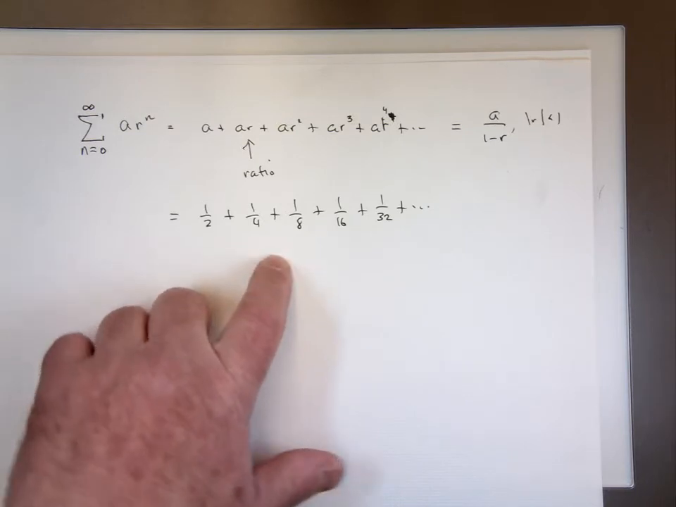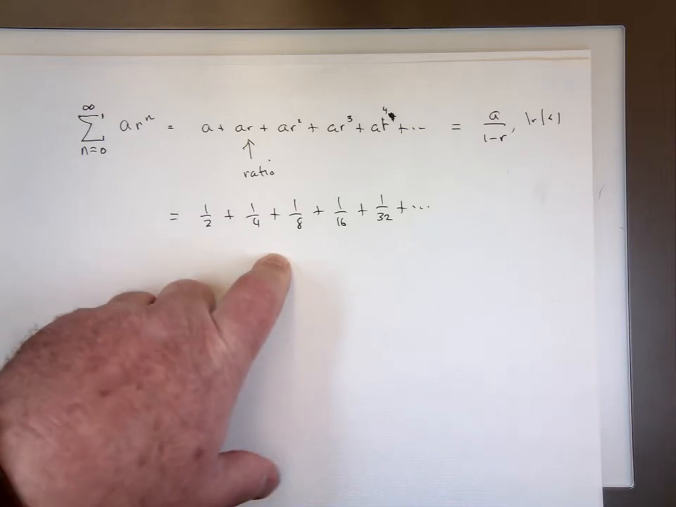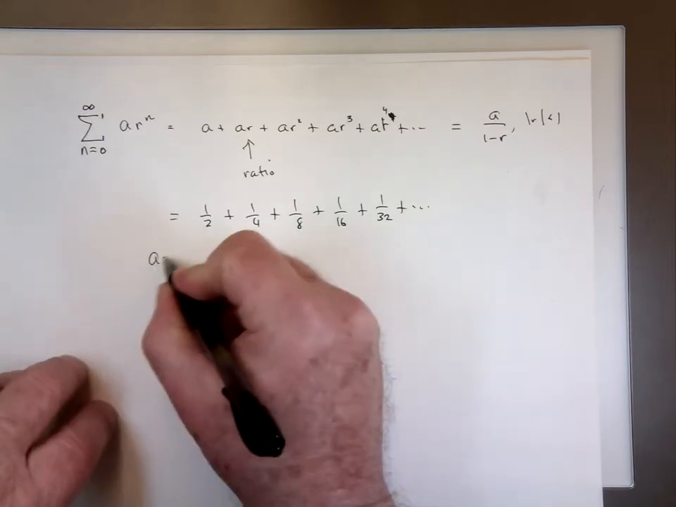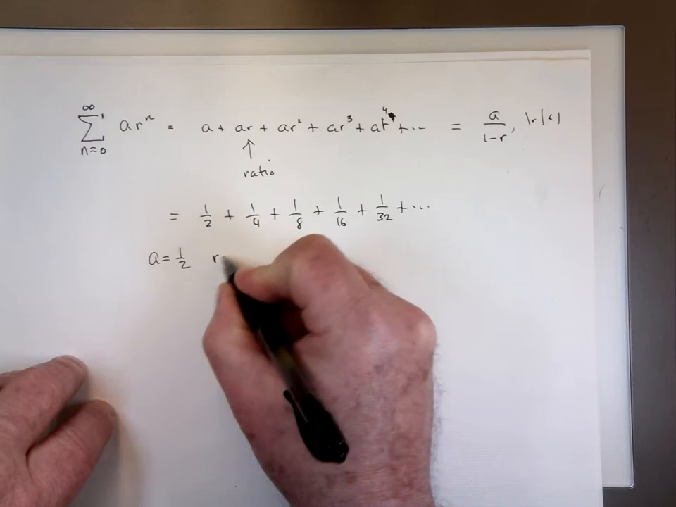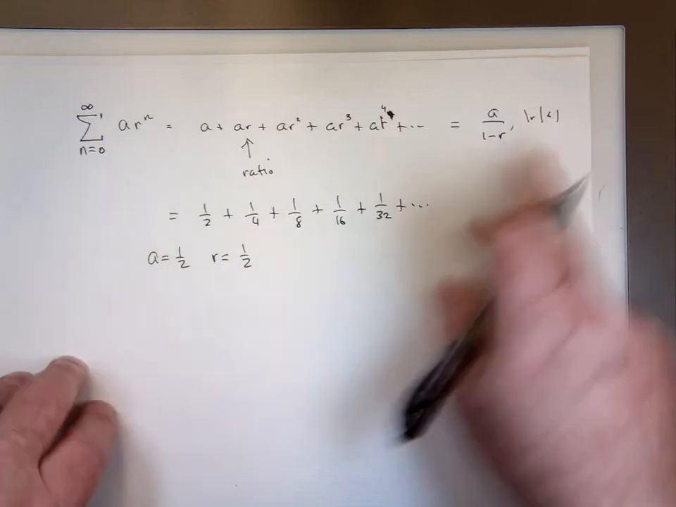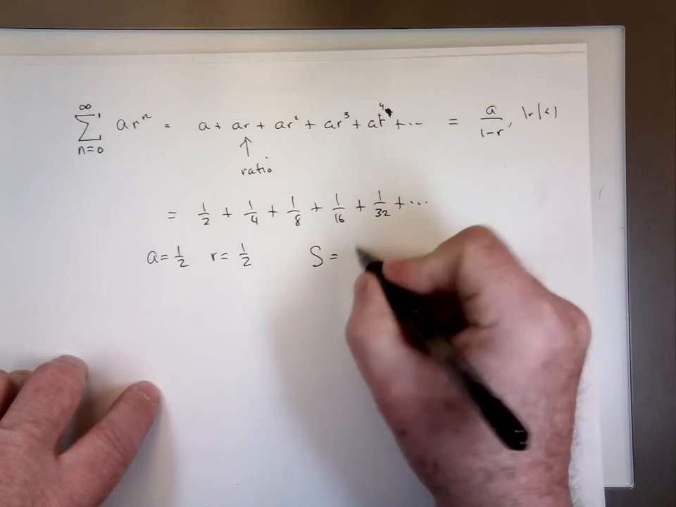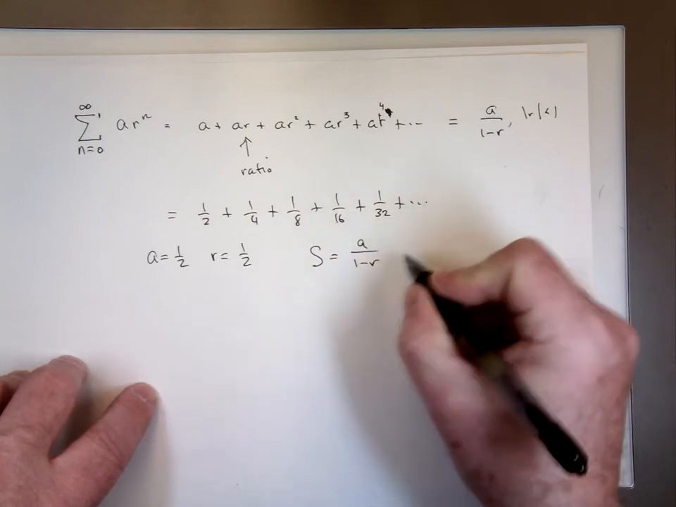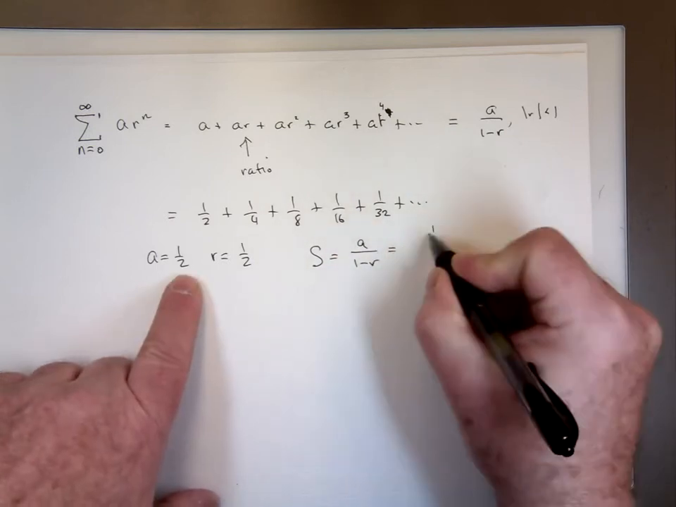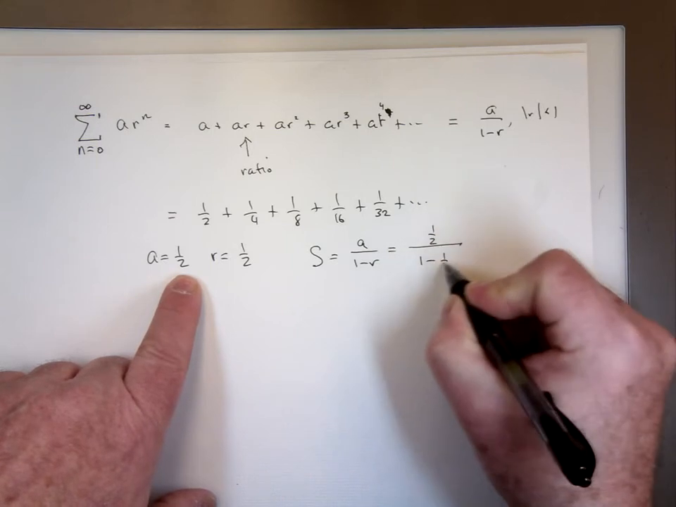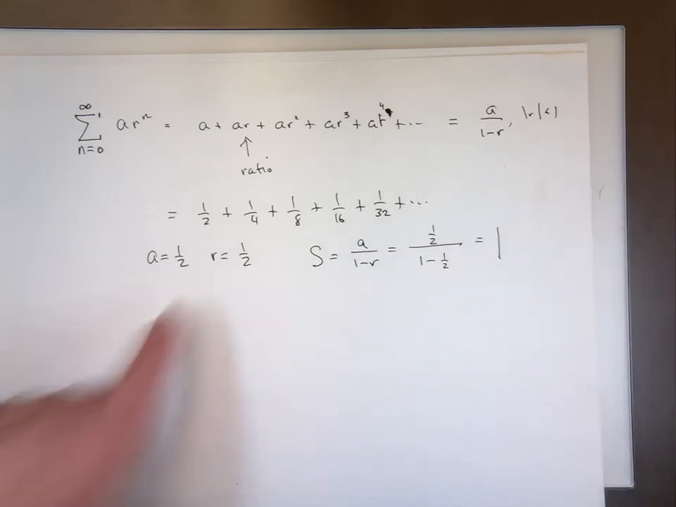R here is equal to 1/2. A is equal to 1/2, first term. R is equal to 1/2. As long as R has an absolute value less than 1, the sum is equal to A over 1 minus R. So in this particular case, we have 1/2 over 1 minus 1/2. We have 1. The sum is equal to 1. The sum of that series is equal to 1. Okay? The sum of that infinite series is indeed equal to 1.